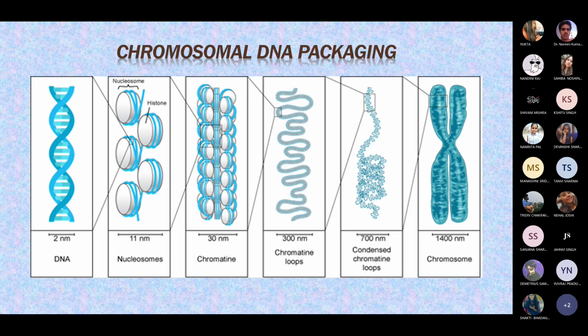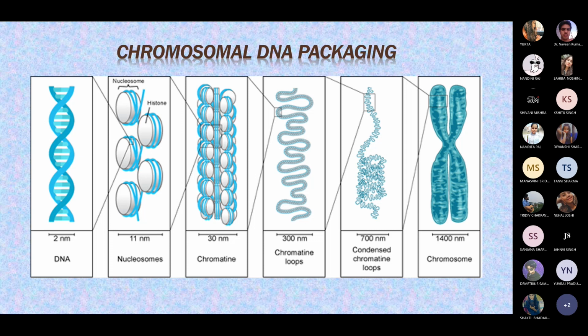So here is the diagrammatic representation of what I just said, how the chromosomal DNA is packed so that it could fit inside the nucleus. And the main role here, as I mentioned, is of histone structures. The histones are very highly basic proteins. They're rich in lysine and arginine, and they are the main protein component of chromatin.